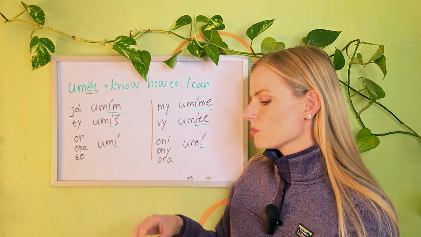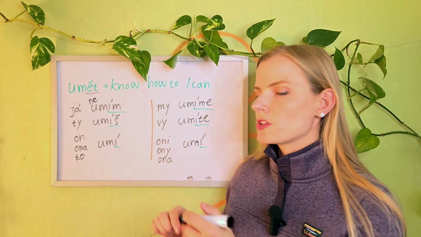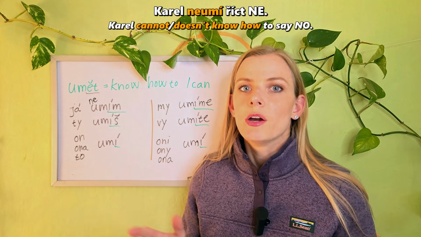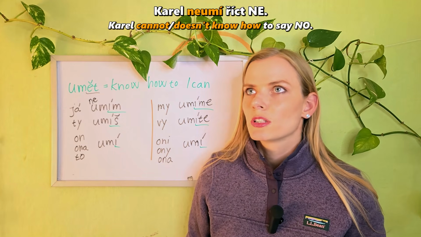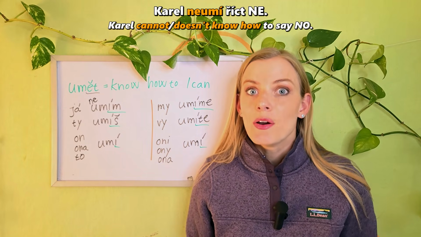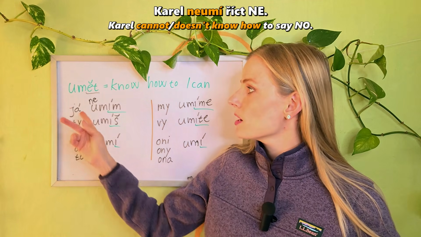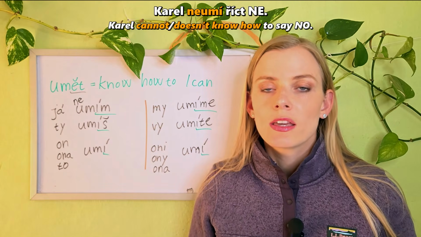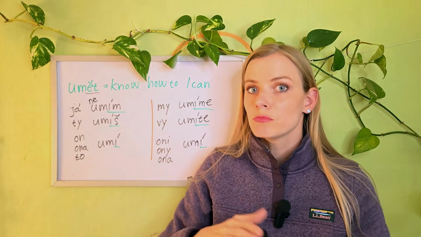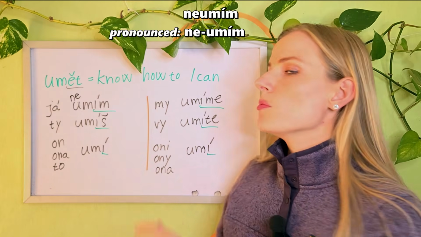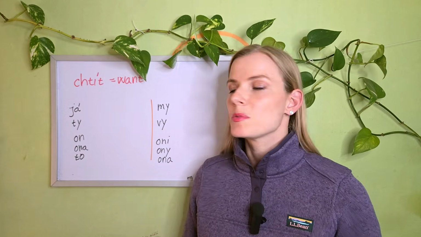This verb is also typical in the negative form. Neumím, neumíš. For example, Karel neumí říct ne. Karel doesn't know how to say no. Cannot say no. Karel neumí říct ne. And notice how we pronounce it. We say neumí. EU is not a diphthong. It's not EU. It's e-u because we break it. Neumím, neumíš, neumí. Our next verb is chtít.